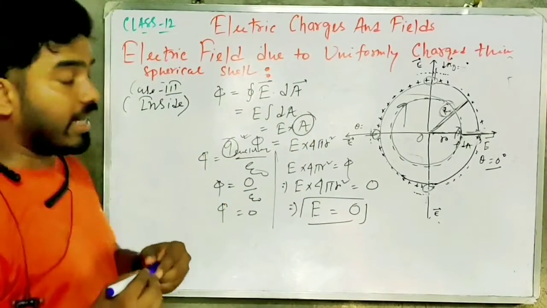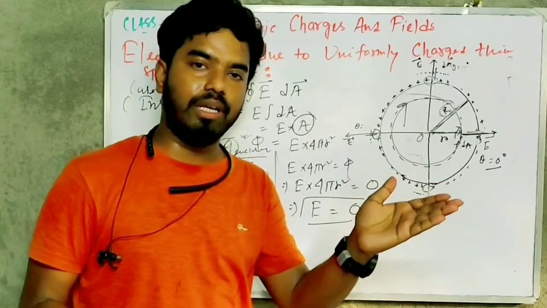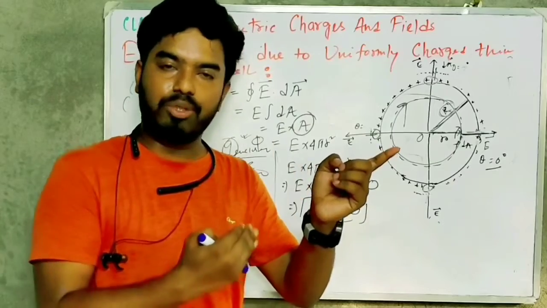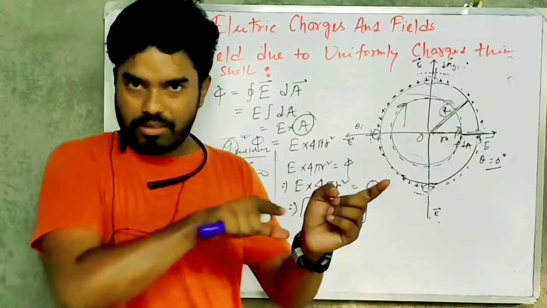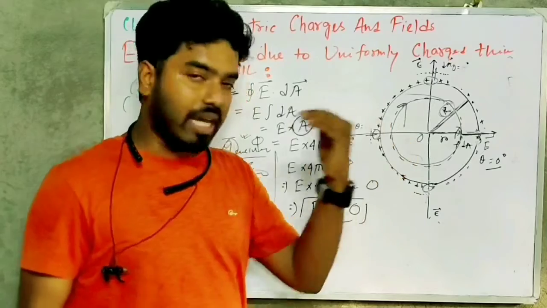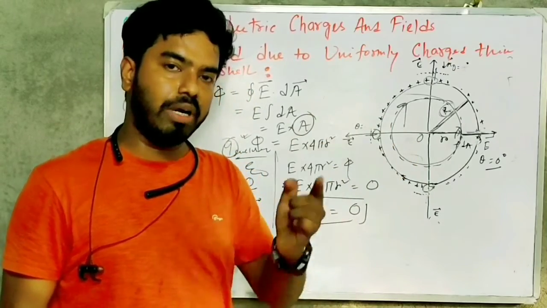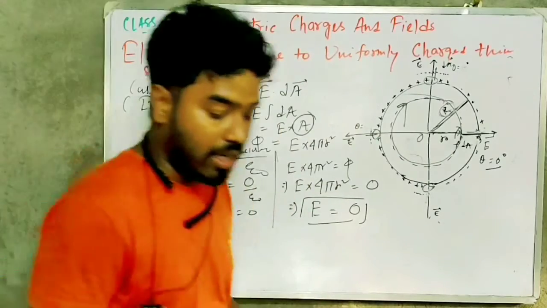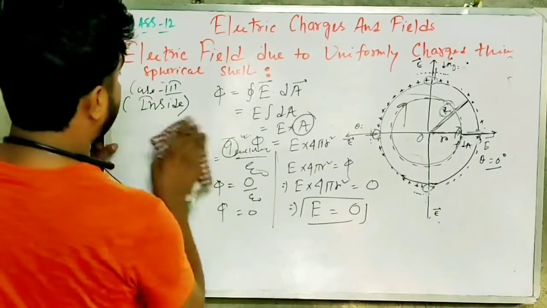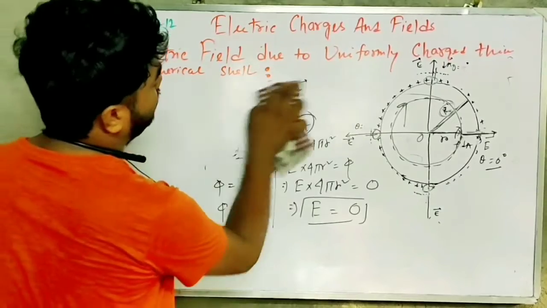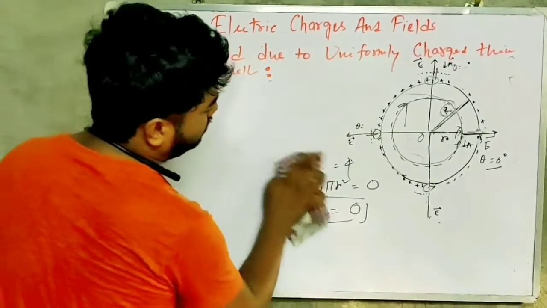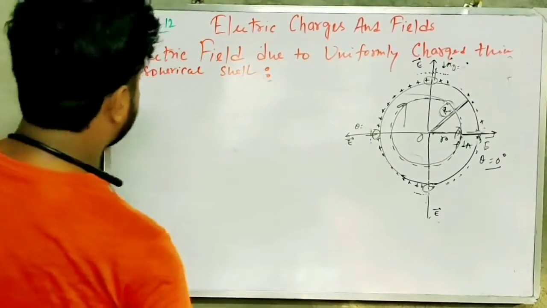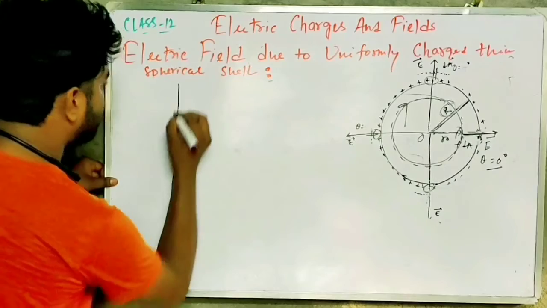Clear? So inside, the electric field is 0. Outside, the electric field is 1 by 4 pi epsilon naught Q by the distance square. At the surface it is 1 by 4 pi epsilon naught Q by capital R square. So this is all about the three cases. Now sometimes we have to draw a variation, that is a graph, electric field versus distance. So what will be the nature of this graph? Let's draw it.